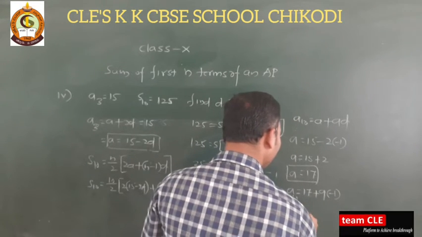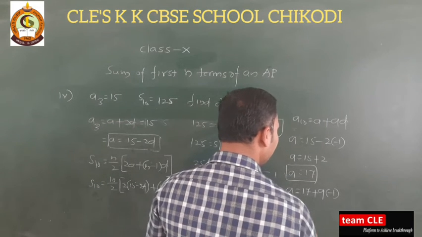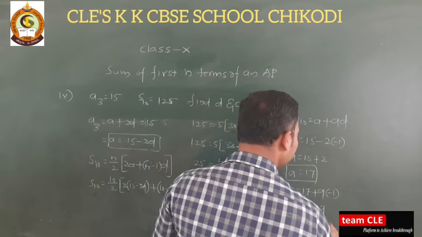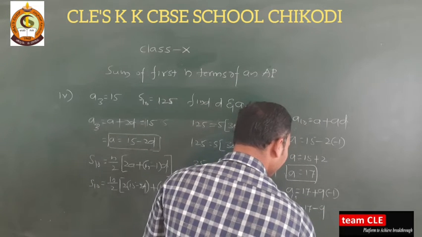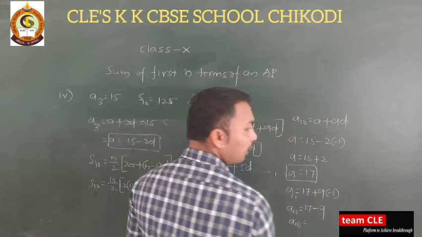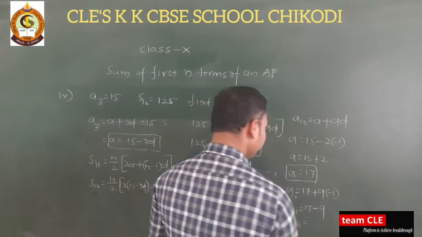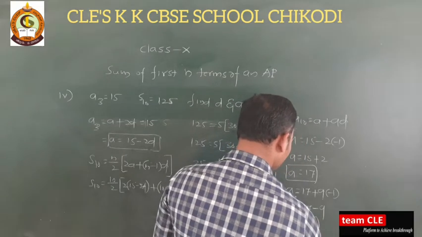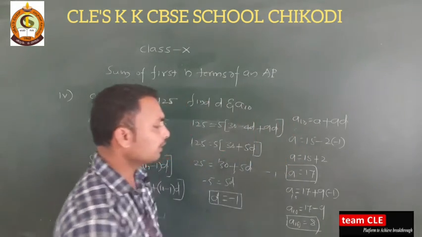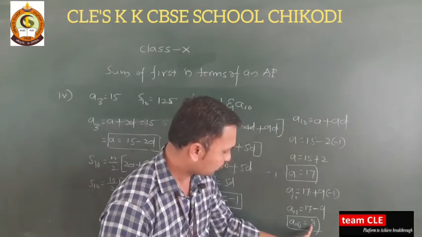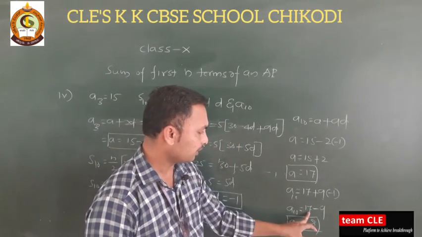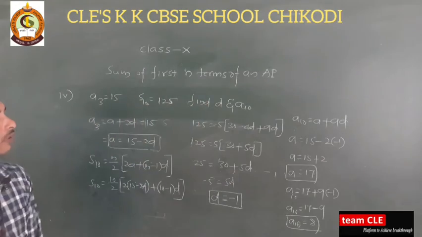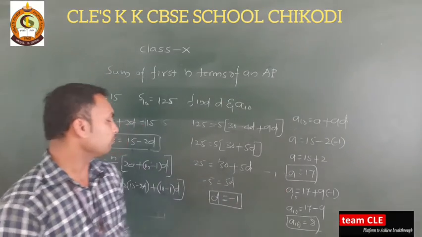So A10 is equal to 17, and 9 into 1 is minus 9. A10 is equal to 17 minus 9, we will get 8. Okay. So now, 7 minus 9, is it correct? So we will get 17 minus 9, it is right. So we will get A10 is equal to 8. So A is equal to 17, D is equal to minus 1.